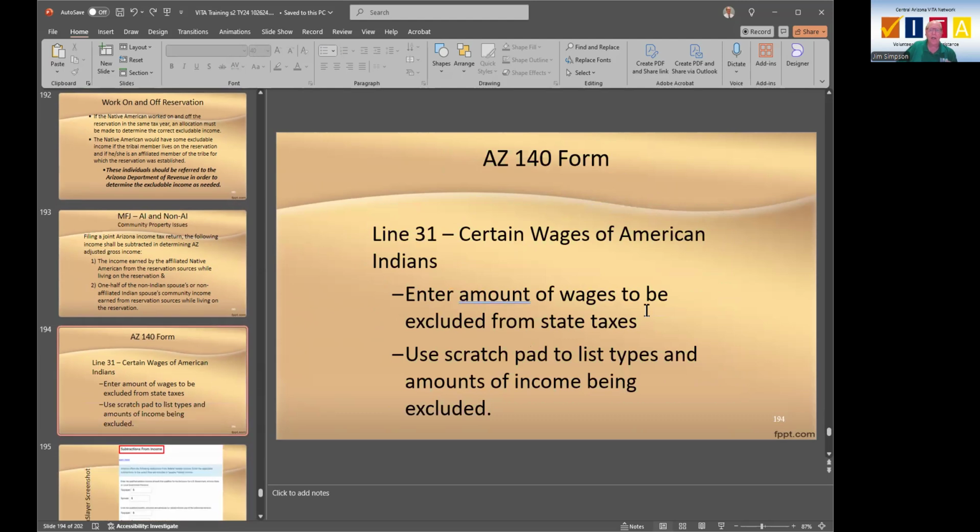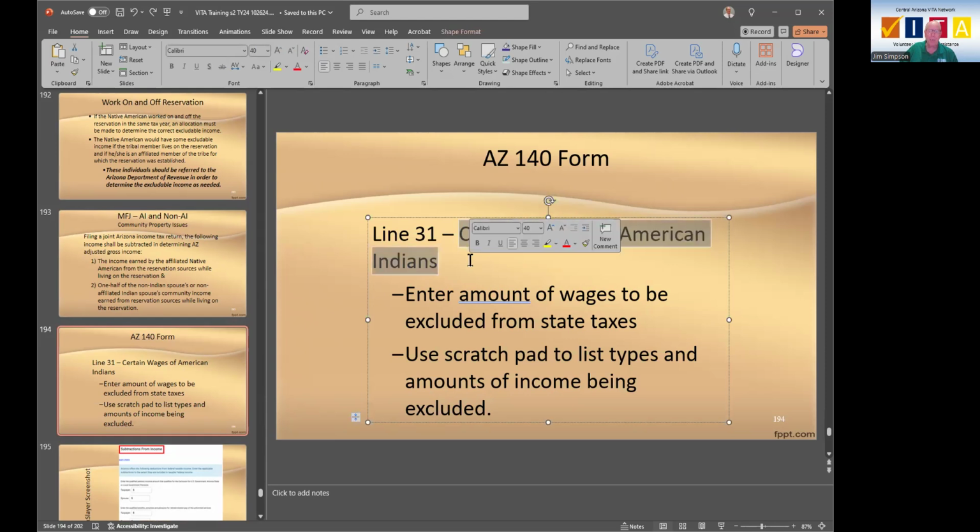Now, so you figured out the 1040 return, and you figured out that some of that income is not taxable to Arizona. Well, you go into the AZ 140 form, and under subtractions, they call it line 31, certain wages of American Indians. Now, it could be their per capita income. It doesn't have to be wages, but we use that line to put that in. So that way it takes it off of the Arizona return.